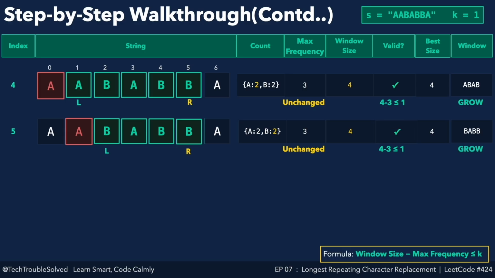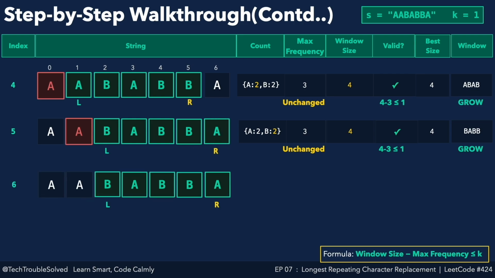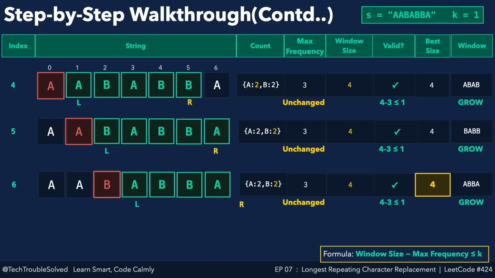R moves to index 6. A enters. Window tries size 5. Breaks again. Shrink. Drop B at index 2. L moves to index 3. Window is now ABBA. Size 4. Max frequency unchanged at 3. Formula is 4 minus 3 equals 1. Valid. End of string. Best size we ever saw is 4. That's our answer. Now let's formalize those 5 moves.